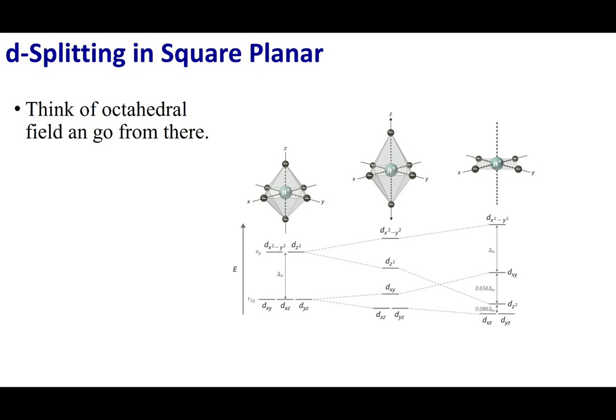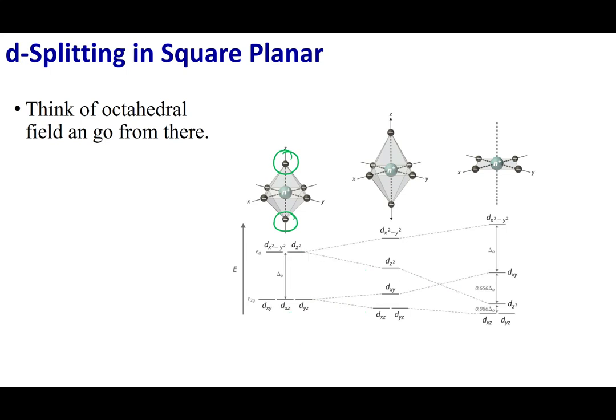Now, the last d-splitting diagram that I want you to know is the one for square planar. This one's a bit tricky, but you can rationalize it by starting with the octahedral complex. If I look at an octahedral complex and I were to suddenly remove the two things on the z-axis, then I would get a square planar complex. This is what this diagram is trying to show you. If I take away this ligand and this ligand from the z-axis, I'm going to stabilize anything with a z component. So dz squared, which had a ligand pointing towards it, now that I remove that ligand from the z-axis, goes down in energy. That's because I'm not destabilizing that orbital anymore. And this happens with anything with a z component to it. They all go down in energy.